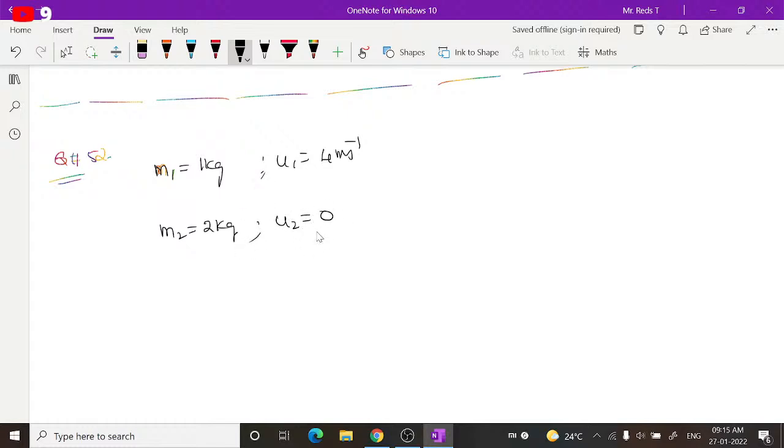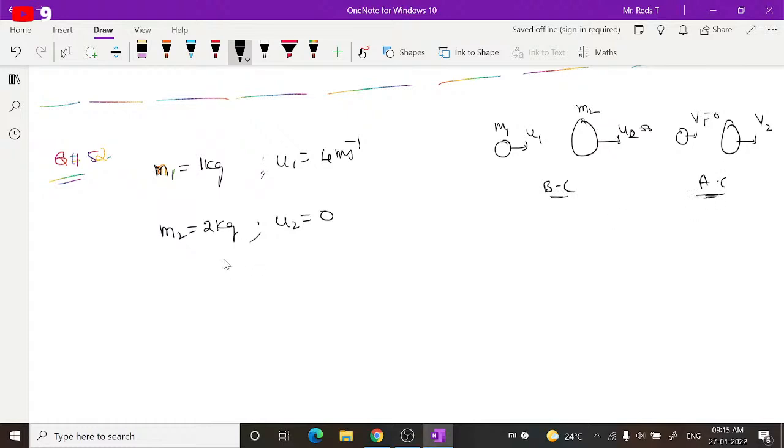If the lighter block comes to rest after collision, so this is the lighter block m1, and this is the heavier block m2. It is moving with velocity u1, and this is at rest, u2 is 0. After hitting it, this comes to rest, v1 is 0, and it is moving with velocity v2. Then what is the speed of the heavier body after collision? This is before collision, this is after collision.